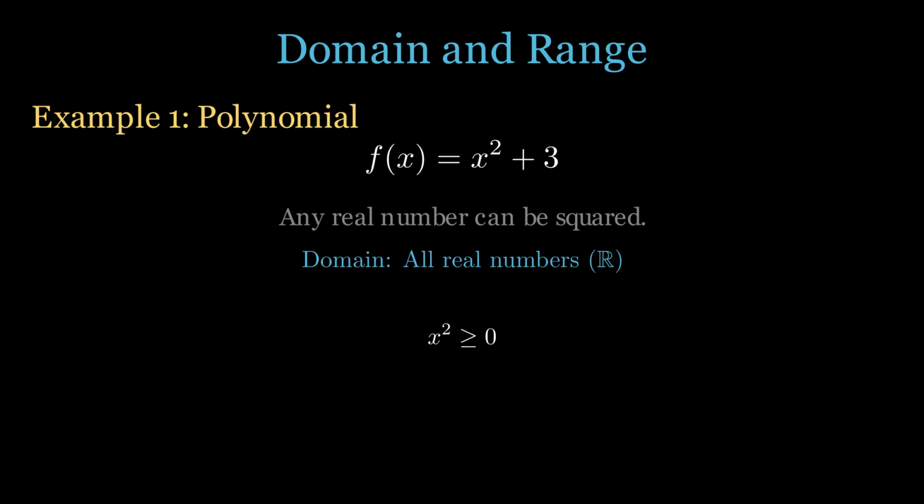Now, what about the range? Since squaring any real number always gives 0 or a positive result, x squared must be greater than or equal to 0. If we add 3 to both sides, we see that x squared plus 3 must be greater than or equal to 3. This means our function's output is always 3 or higher. So the range is y is greater than or equal to 3.